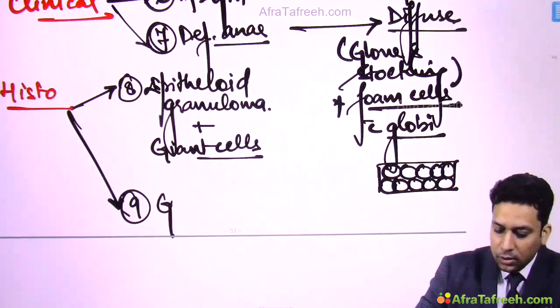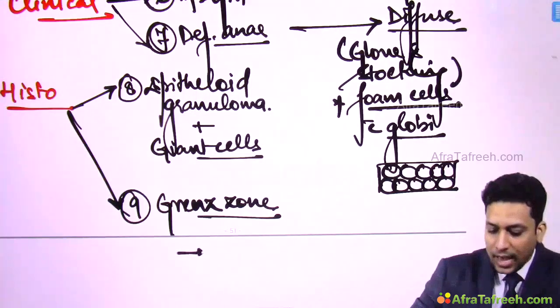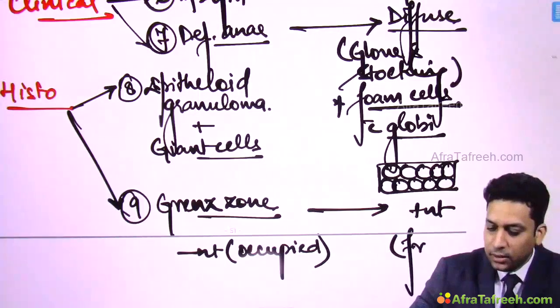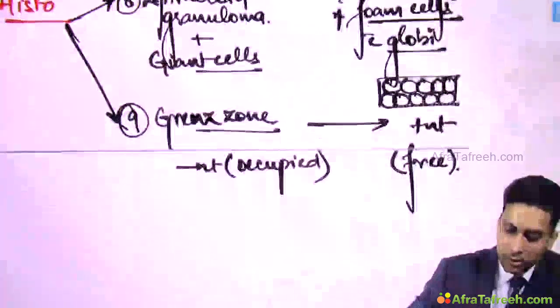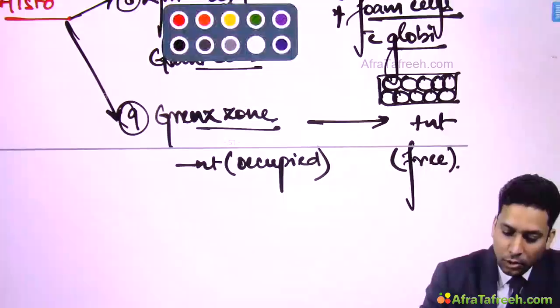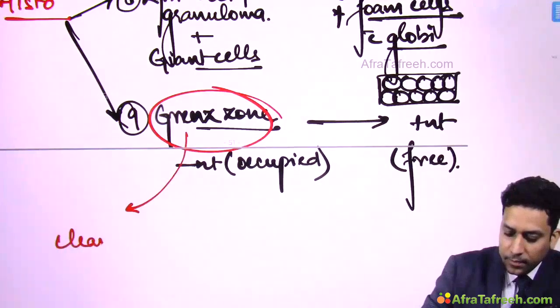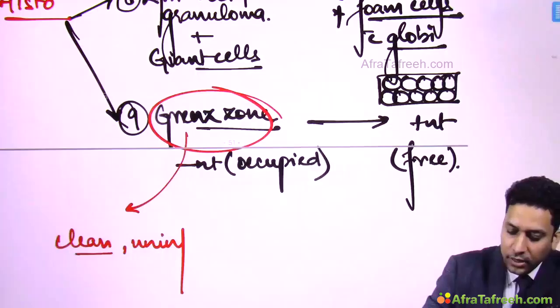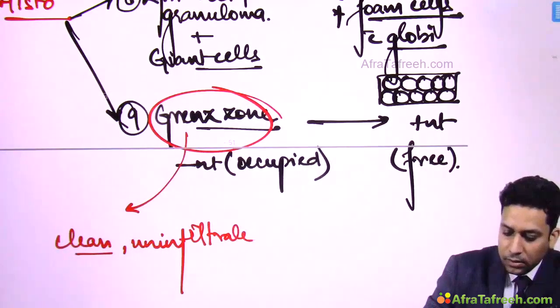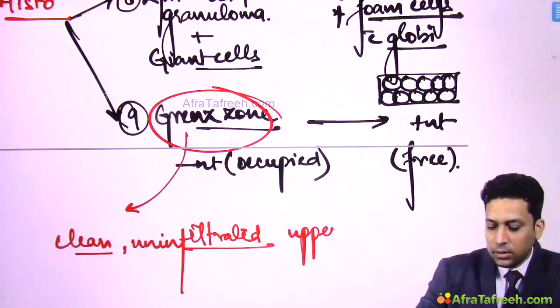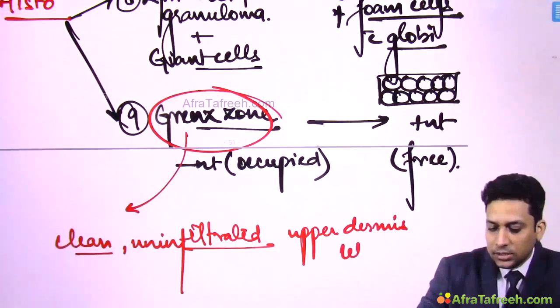Then look for Grenz zone. Remember that this Grenz zone is absent, that is occupied in TT, but this is present, that is free in LL. Now you might be wondering what is this Grenz zone. Okay, so remember, this is clear uninfiltrated zone in upper dermis, seen in cases of leprosy.